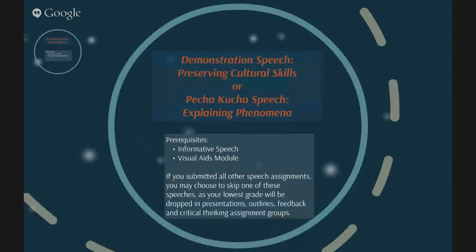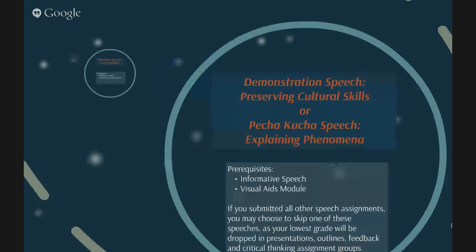So in the class, since you can drop the lowest grade in each of the speech categories, theoretically, if you haven't missed any assignments, at this point you could decide to skip a speech. You could also decide to do both of these speeches and then drop your lowest speech grade for each of the categories of critical thinking, presentation, outline, and feedback. But at this point, most students would choose one of these speeches or the other. These speeches are both based on using visual aids. So the prerequisite is that you have completed your informative speech and the visual aid reading module.